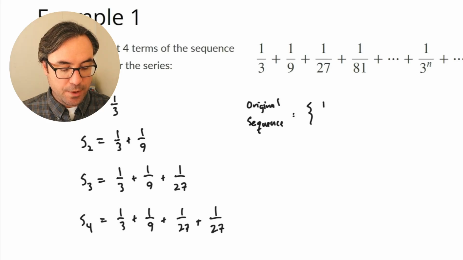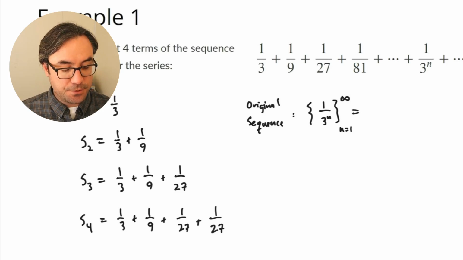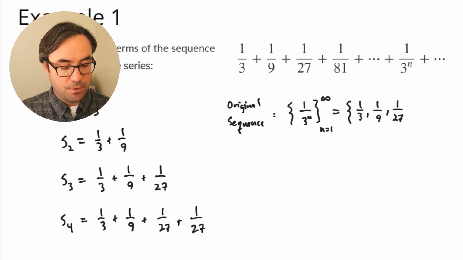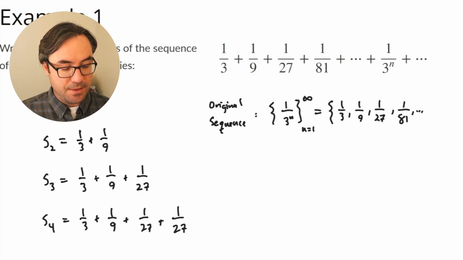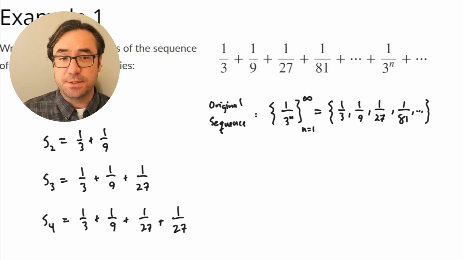Well, it's curly bracket 1 over 3 sub n, where n is going from 1 to infinity. And if we were to write out the first few terms for this original sequence, it would just be 1/3, comma 1 over 9, comma 1 over 27, maybe get one more in there, 1 over 81, and then dots, and then we end our curly bracket.